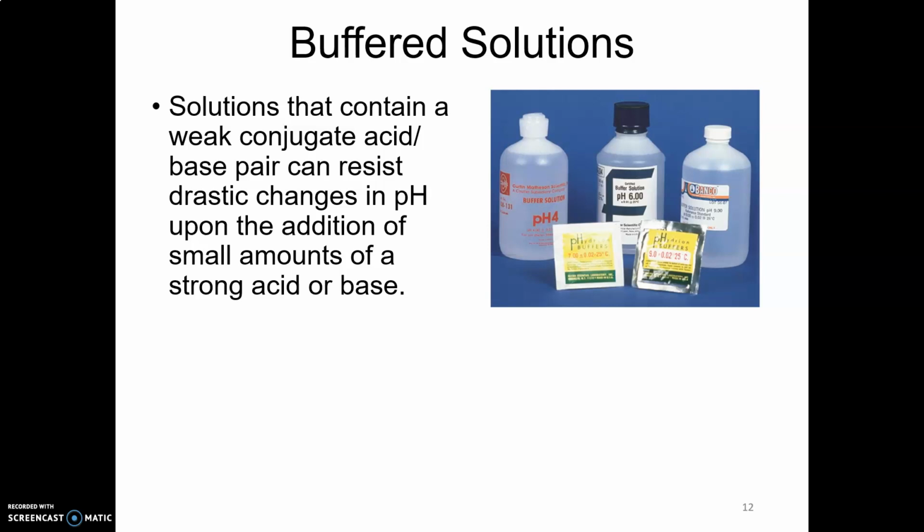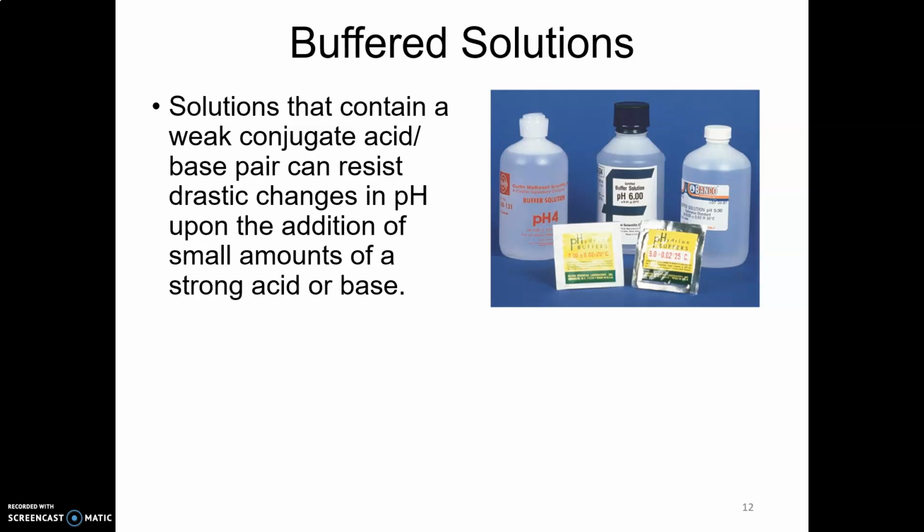So we talked about buffers last time. We talked about how a buffer needs to be made of a weak acid conjugate base pair. And we talked about the reason why is because strong bases and strong acids completely dissociate. So if you were to mix them together, you would end up with a pH of 7, and that can't buffer anything. That's just a neutral salt solution.